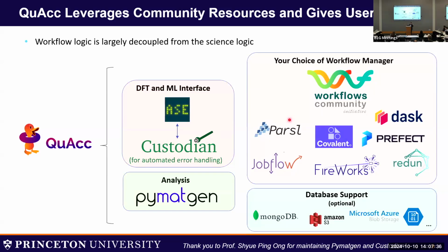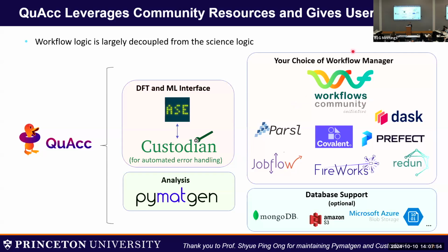But we then have interfaces to tools like Custodian, which Shyue Ping has helped maintain and build from the ground up, and others have contributed to, where we have automated error correction. So when calculations fail, they'll automatically correct. Analysis tools also from Shyue Ping, so thank you again, with tools like Pymatgen.